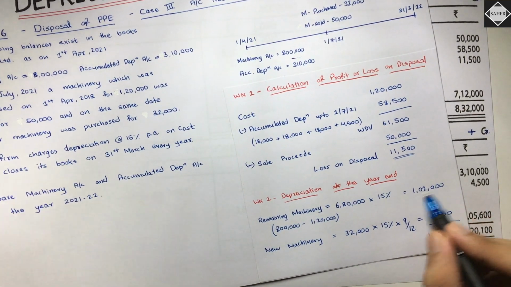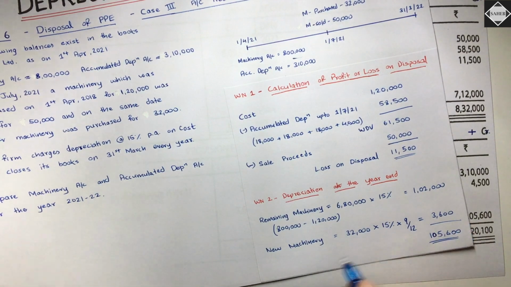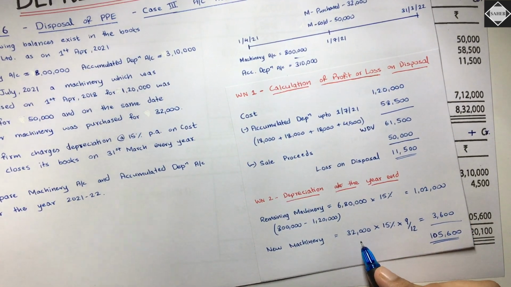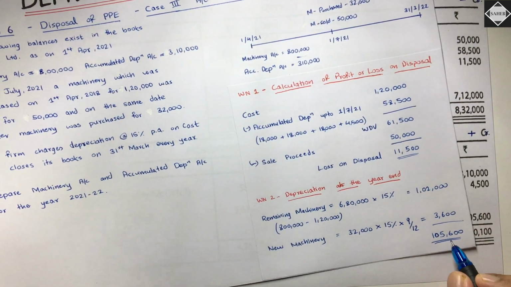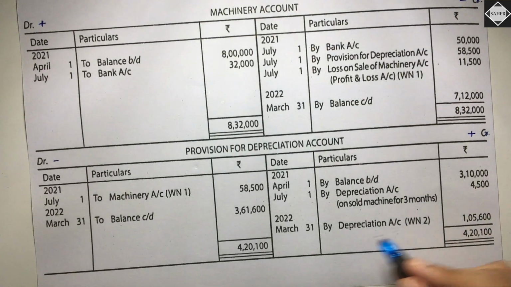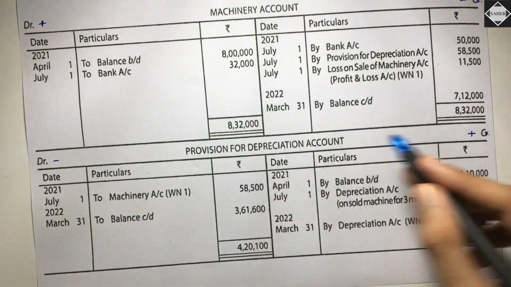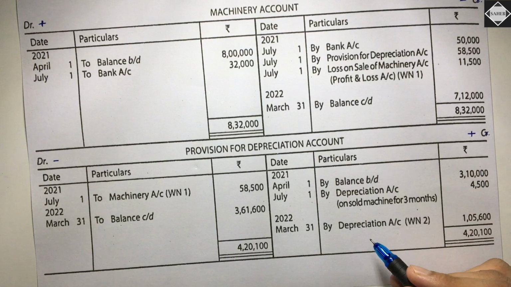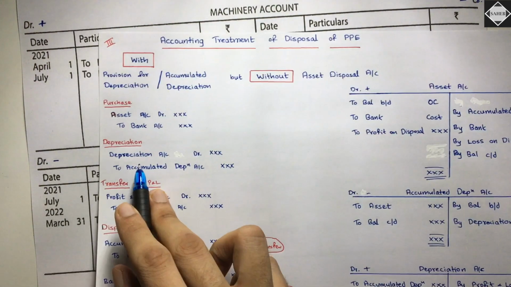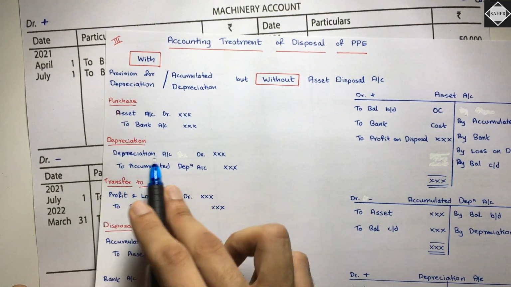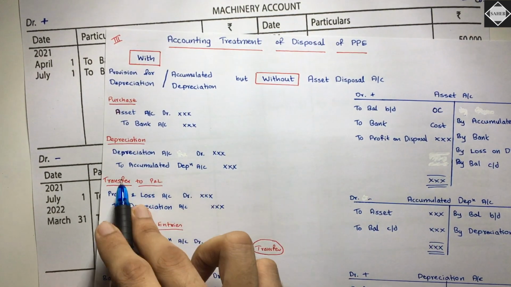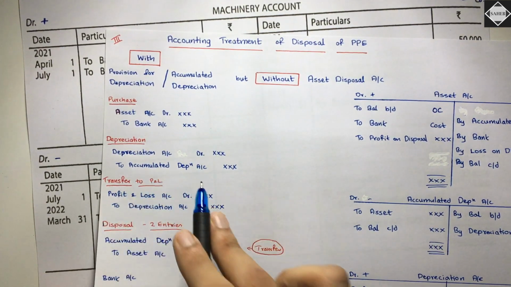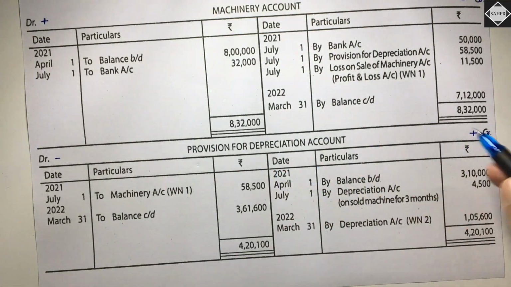Fine. So 1,02,000 plus 3,600 on the new machinery, 32,000. So in total that is 1,05,600. So this depreciation you will be charging over here. Provision for depreciation is increasing because of depreciation. Which entry is that? This simple depreciation entry, depreciation account debit to accumulated depreciation. Accumulated depreciation or provision is getting credited. It's getting credited because of depreciation. Clear? Simple and straightforward.